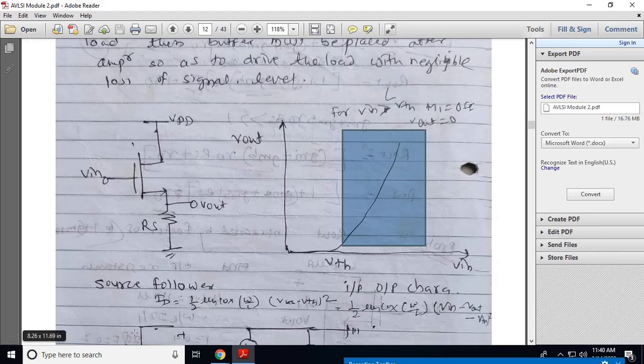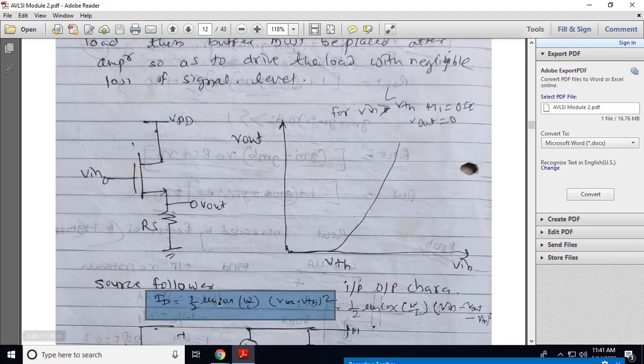Now we know the equation of ID in saturation, that is ID is equal to 1 by 2 mu n Cox W by L (VGS minus VTH) squared. In this case VGS is Vin minus Vout. We can put here ID is equal to 1 by 2 mu n Cox W by L, and VGS is Vin minus Vout, so (Vin minus Vout minus VTH) squared.